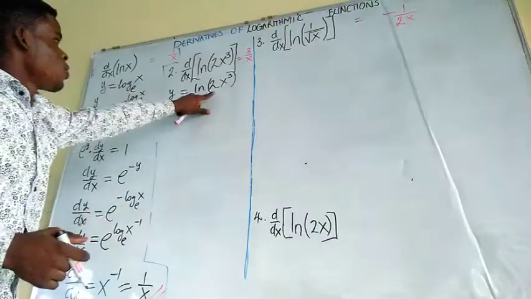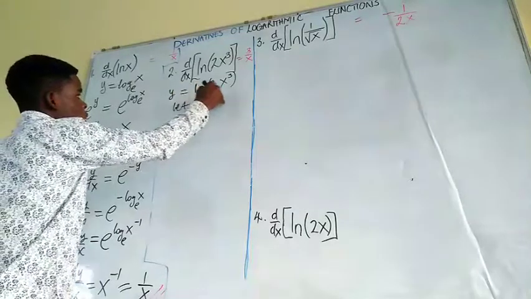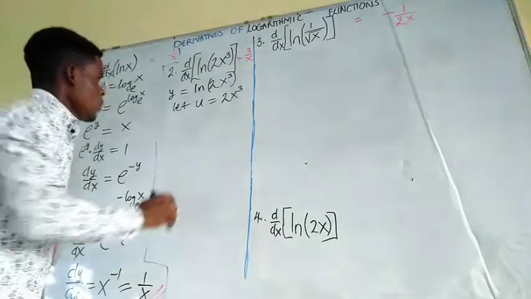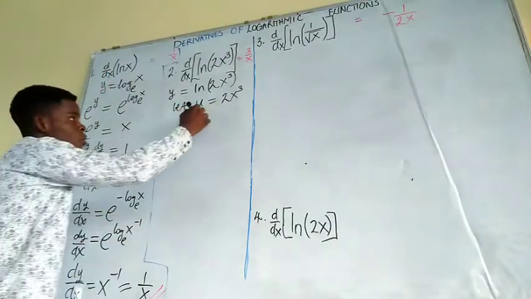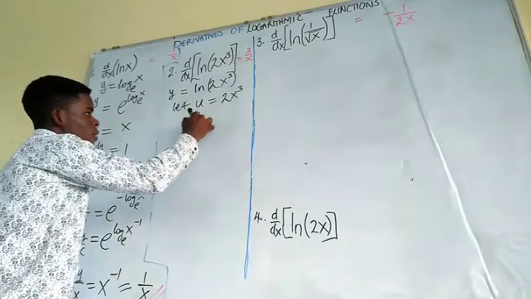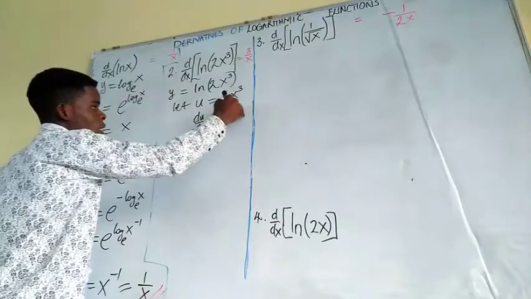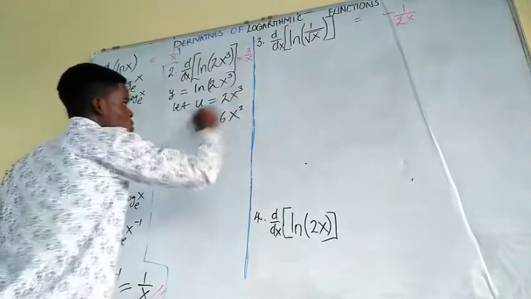We can apply the chain rule right here by saying let u become 2x to the third degree. By doing that, we can differentiate this u. We find the derivative of u with respect to x to become this: we have 6, and we keep the x, and we take 1 from the power, that becomes 2.